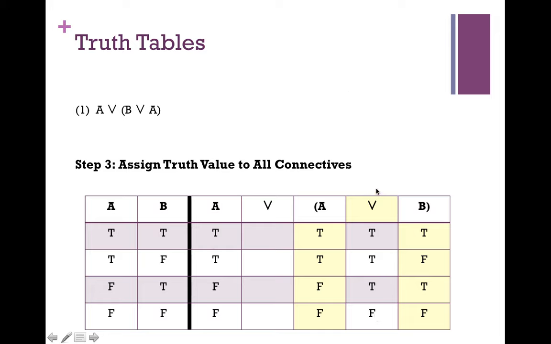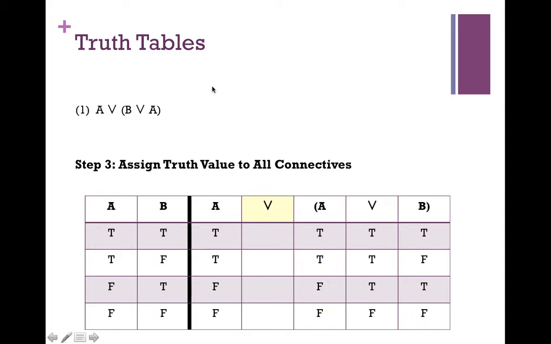Now that we've completed the column for this connective, we come to this connective. Note what is going on here. We're using this A, which is an atomic proposition, and then we're going to use the truth value of this entire complex proposition.